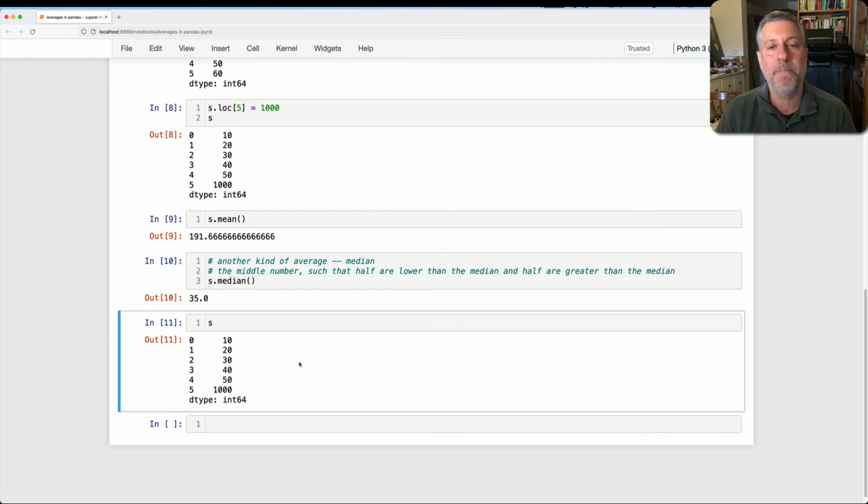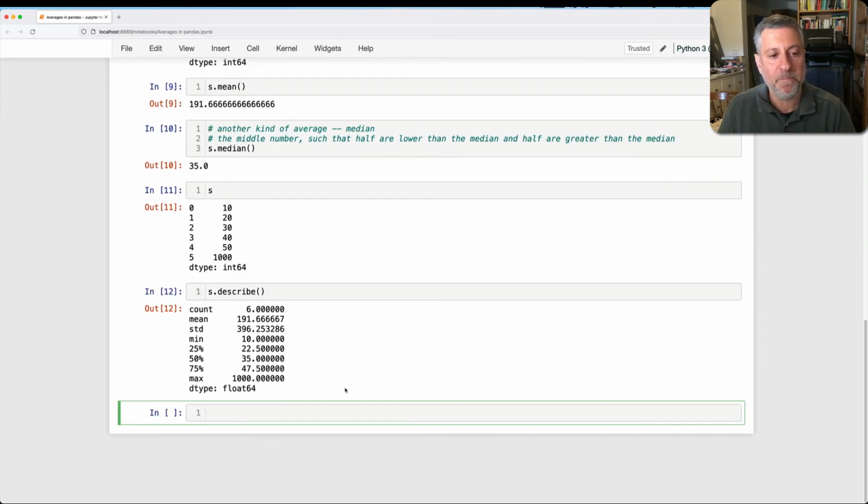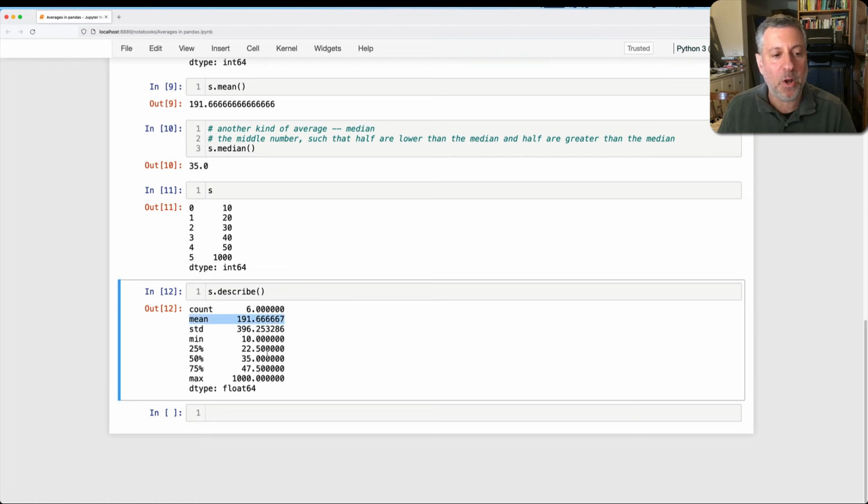And I would say actually both of them together can be very useful. Indeed, when we say s.describe, if we use the describe method in Pandas, we will see that it gives us the mean, but it also gives us the median. And so you can see if the mean is much higher or much lower than the median, then you'll know that there are some very high values or some very low values that are skewing it.